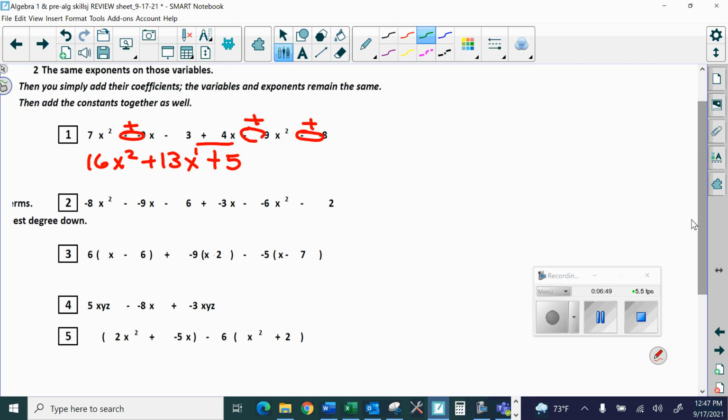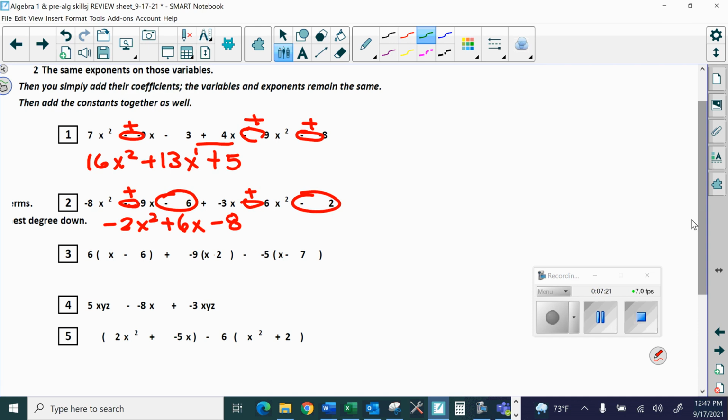All right, next one. Again, right here, change it to a plus. Right here, change it to a plus. My highest degree I see there is squared, so I'm going to put my squares together. 6x squared minus 8x squared is minus 2x squared. Then I have my x as 9x minus 3x is 6x. And then I have my constants, negative 2 and negative 6 is negative 8. And there's that answer in standard form, highest degree down.